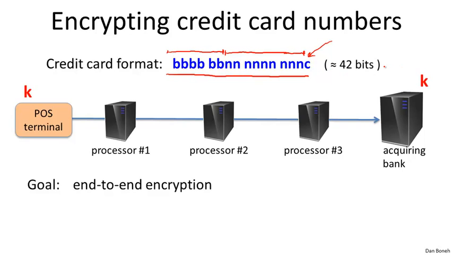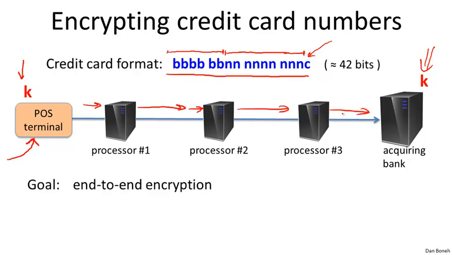Now the problem is this. Suppose we wanted to encrypt credit card numbers so that when the user swipes the credit card at the point of sale terminal, namely at the merchant's cash register, the cash register goes ahead and encrypts the credit card number using a key K, and it's encrypted all the way until it goes to the acquiring bank, or maybe even beyond that, all the way to Visa. Now the problem is that these credit card numbers actually pass through many processing points.